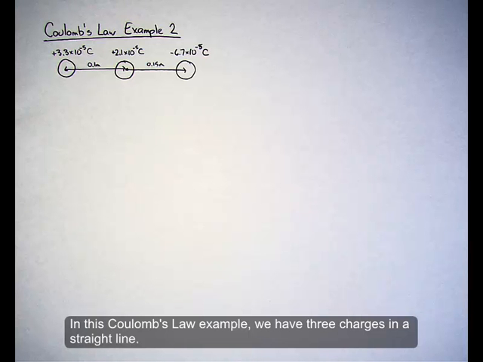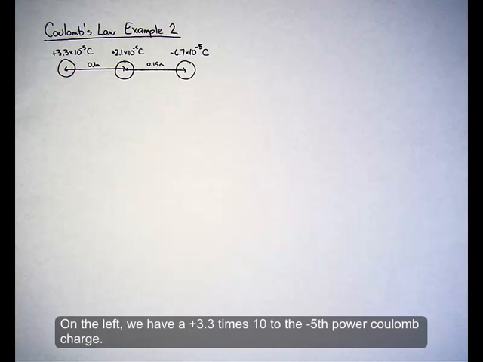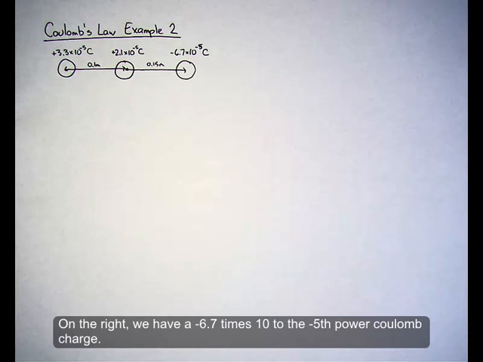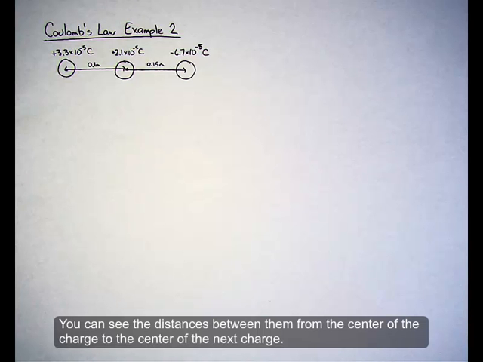In this Coulomb's law example, we have three charges in a straight line. On the left, we have a positive 3.3 times 10 to the negative fifth coulomb charge. In the middle, we have a positive 2.1 times 10 to the negative fifth coulomb charge. And on the right, we have a negative 6.7 times 10 to the negative fifth coulomb charge. And you can see the distances between them from the center of the charge to the center of the next charge.